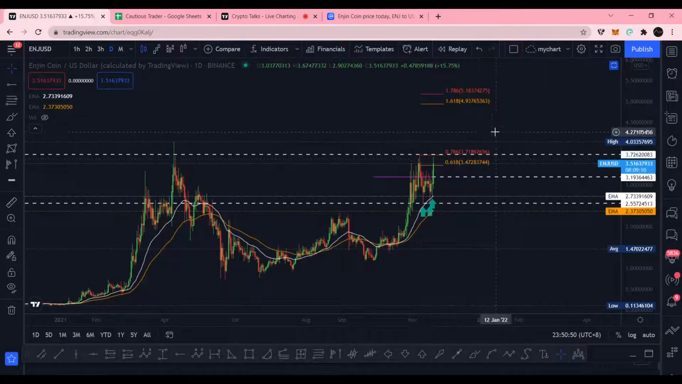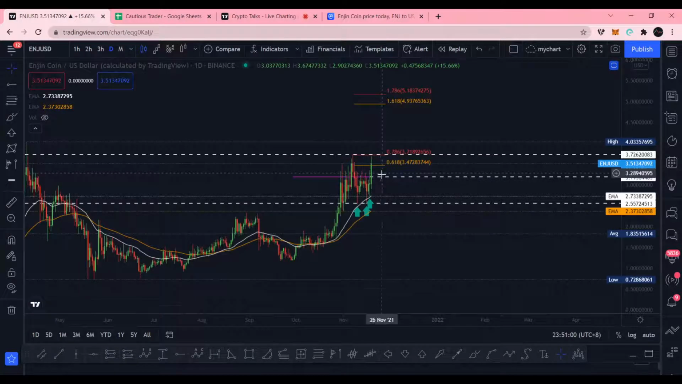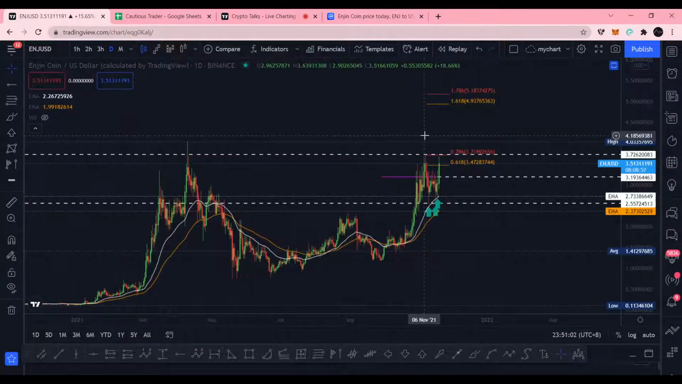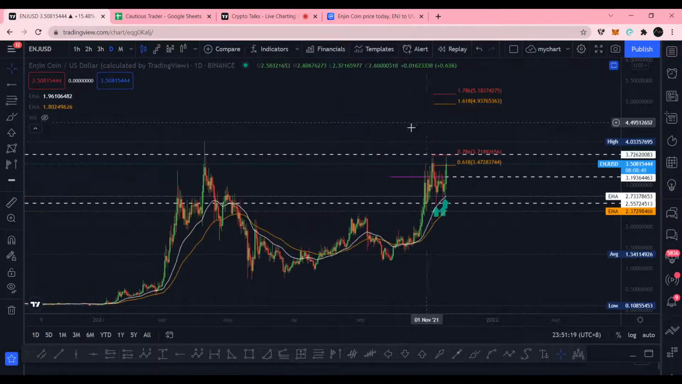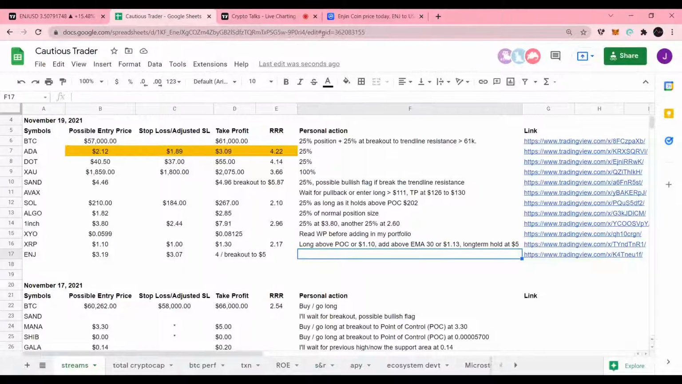So since it's already above that, the next possible entry point for me now is, at least I'm gonna wait for the point of control at 3.19, if ever. Or after it breaks out at 4.04, because it's a possible double top or a breakout to $5. So it depends. We're a bit late here. I'm a bit late, if ever.